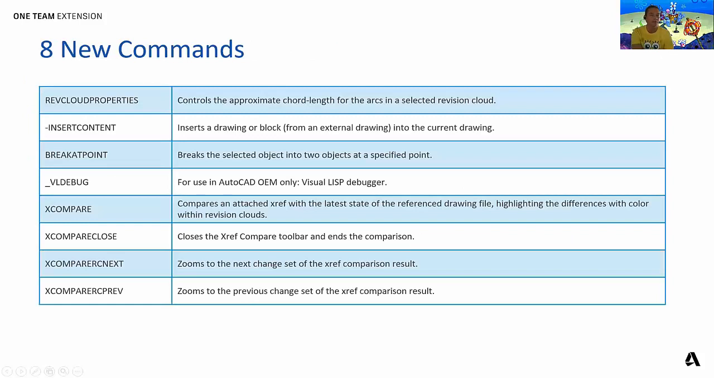I think I covered most of these new commands listed here, except the one that is called VLDebug. There's a new AutoLISP extension for Visual Studio Code. Visual Studio Code is a Microsoft free cross-platform code editor for Mac OS, Linux, and Windows. And Visual Studio Code can be used by AutoCAD OEM developers to write, load, and debug unbound AutoLISP files inside the runtime version of AutoCAD OEM.